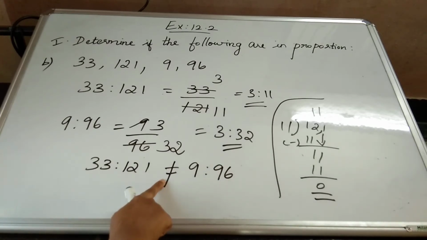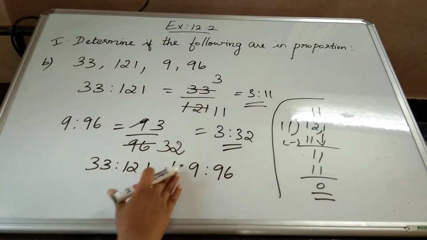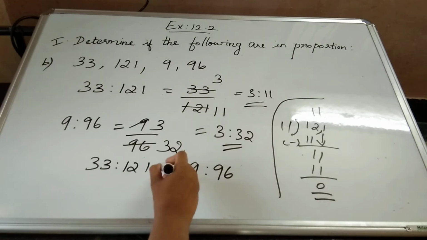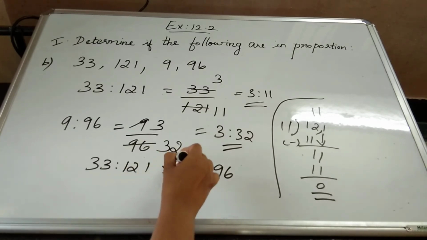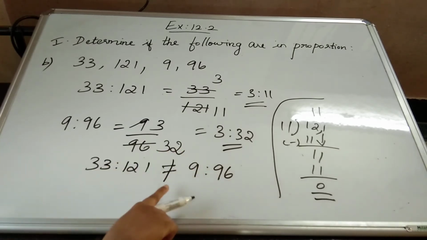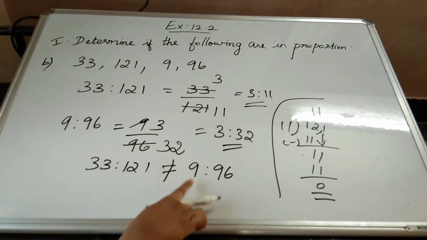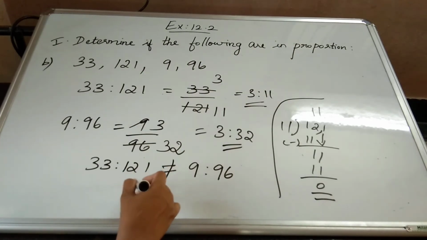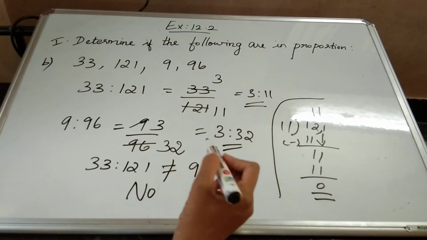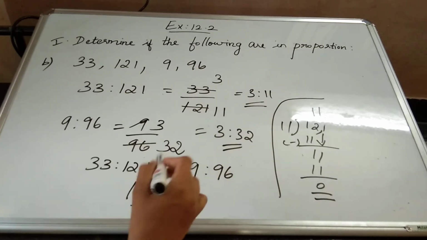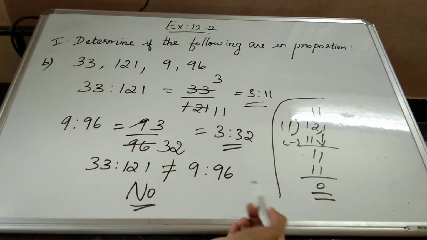Okay, what is this symbol? I am putting an equal to symbol, and I am putting a cross. That means they are not equal. So are they in proportion? No. Okay, so they are not in proportion. The answer is no. Clear, children?